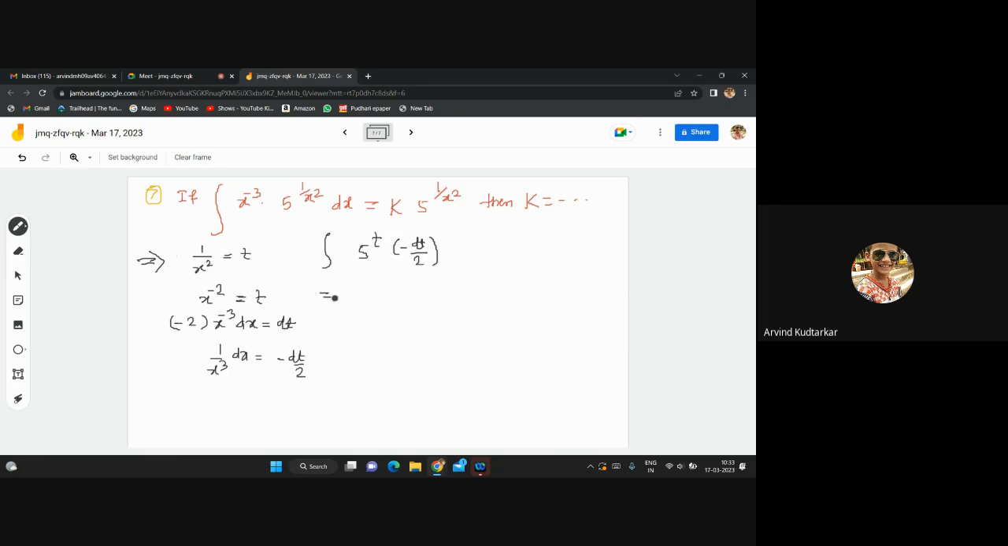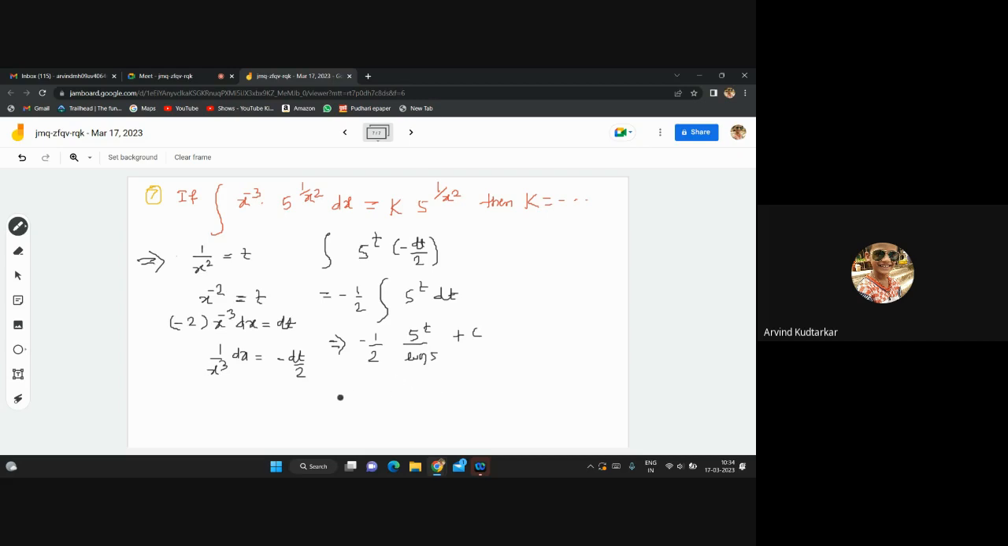So minus 1 by 2 is constant, take it outside, into integration of 5 raised to t into dt. It is just similar to that of a raised to t. And what is their integration? A raised to t upon log of a. So for this integral, the integration will be minus 1 by 2 times 5 raised to t upon log of 5, plus c.